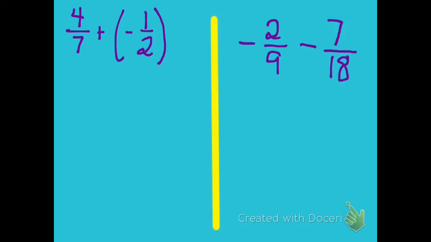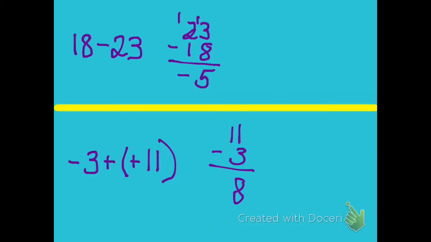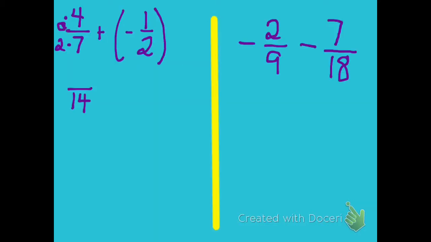Now we're going to look at fractions. The same thing applies to fractions. You still follow the same rules. But before you can do anything, you have to make sure they have a common denominator. The common denominator of 7 and 2 is 14. So you're going to change the first one over 14. 7 times 2 is 14, so you have to do that on the top as well. So 2 times 4 is 8.